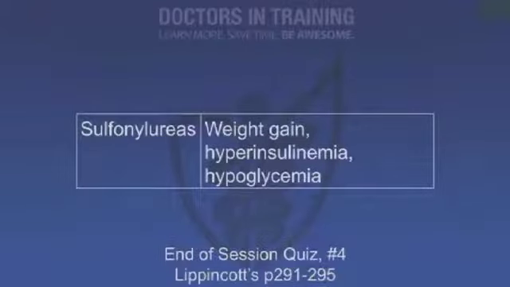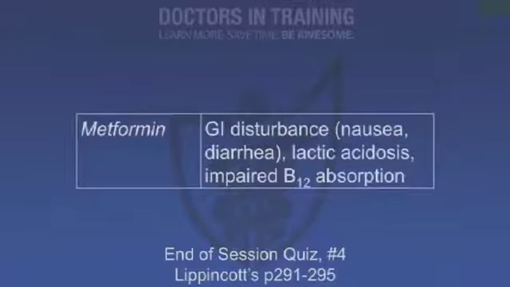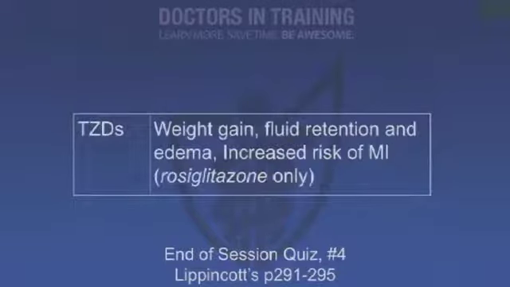So sulfonylureas, we have weight gain, hyperinsulinemia, and hypoglycemia. And hypoglycemia is obviously the biggest one there. Metformin, the big one for that one is GI disturbances, so nausea and diarrhea. Occasionally you can get lactic acidosis and impaired B12 absorption. TZDs, you can get weight gain and fluid retention and edema. This is especially important in your CHF patients. You can tip them over into an exacerbation with that retained fluid. Increased risk of MI, and that's only with the rosiglitazone, not with the pioglitazone.